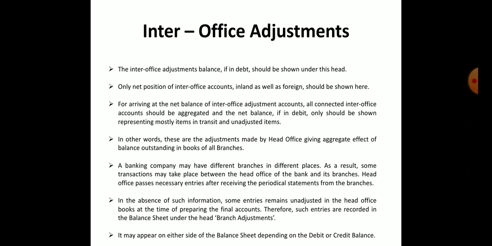So basically here we are showing branch adjustments and inter-office adjustments. Sometimes we are taking money from the other branch, and sometimes we are transferring money to the other branch. We have to make a net adjustment. For example, if I have paid rupees 10,000 to the other branch, and I have received rupees 15,000 from the same branch, then I have to pay rupees 5,000 as a payable.